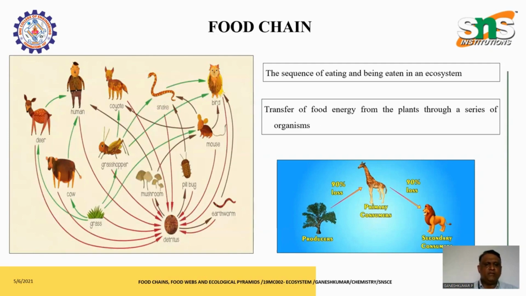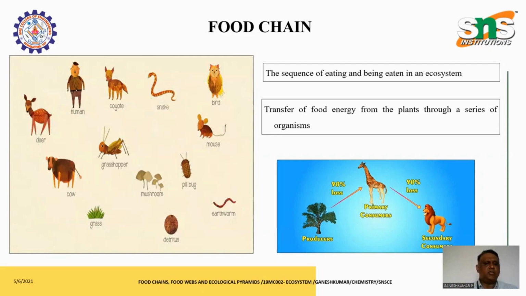If it is a linear one, we call it a food chain. And if it is a complex system, then we call it a food web.